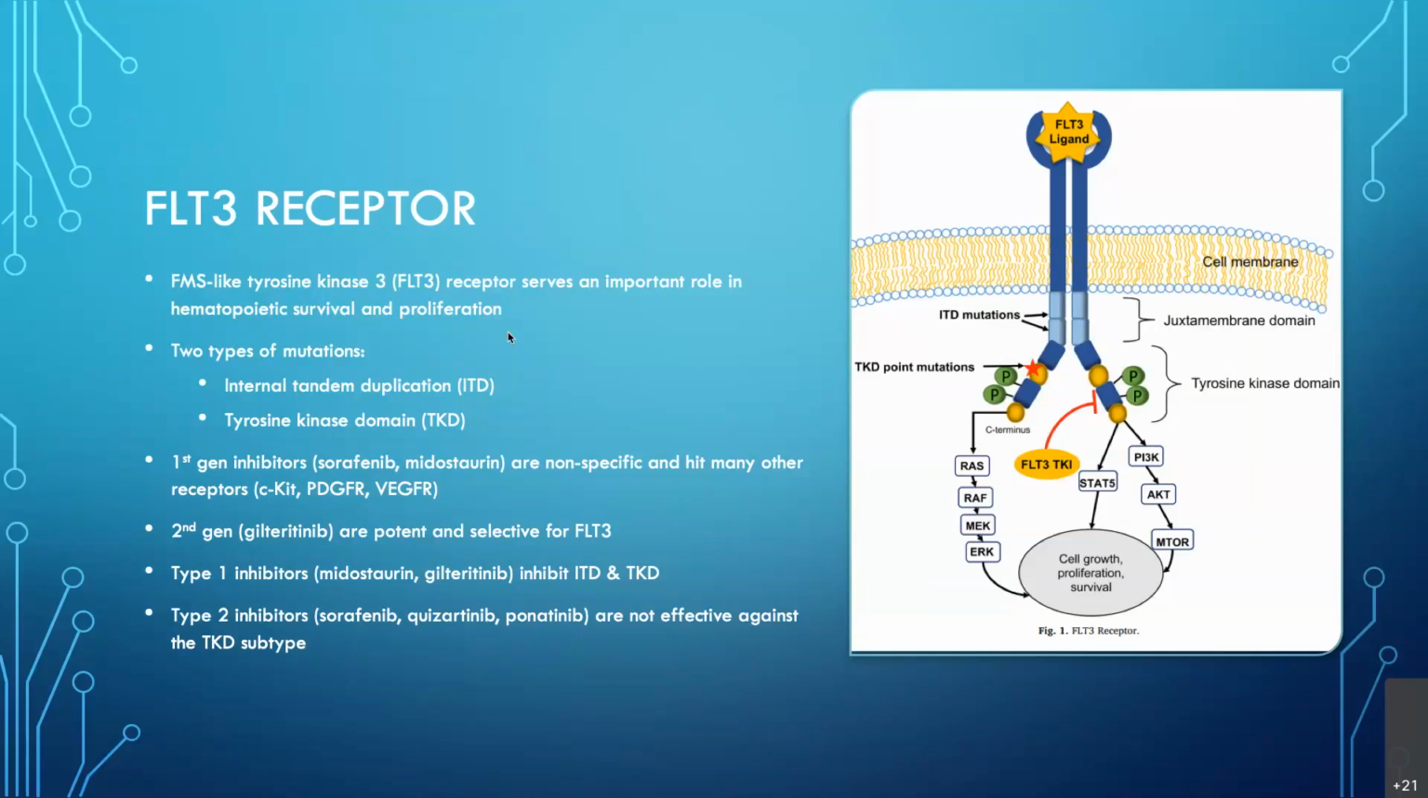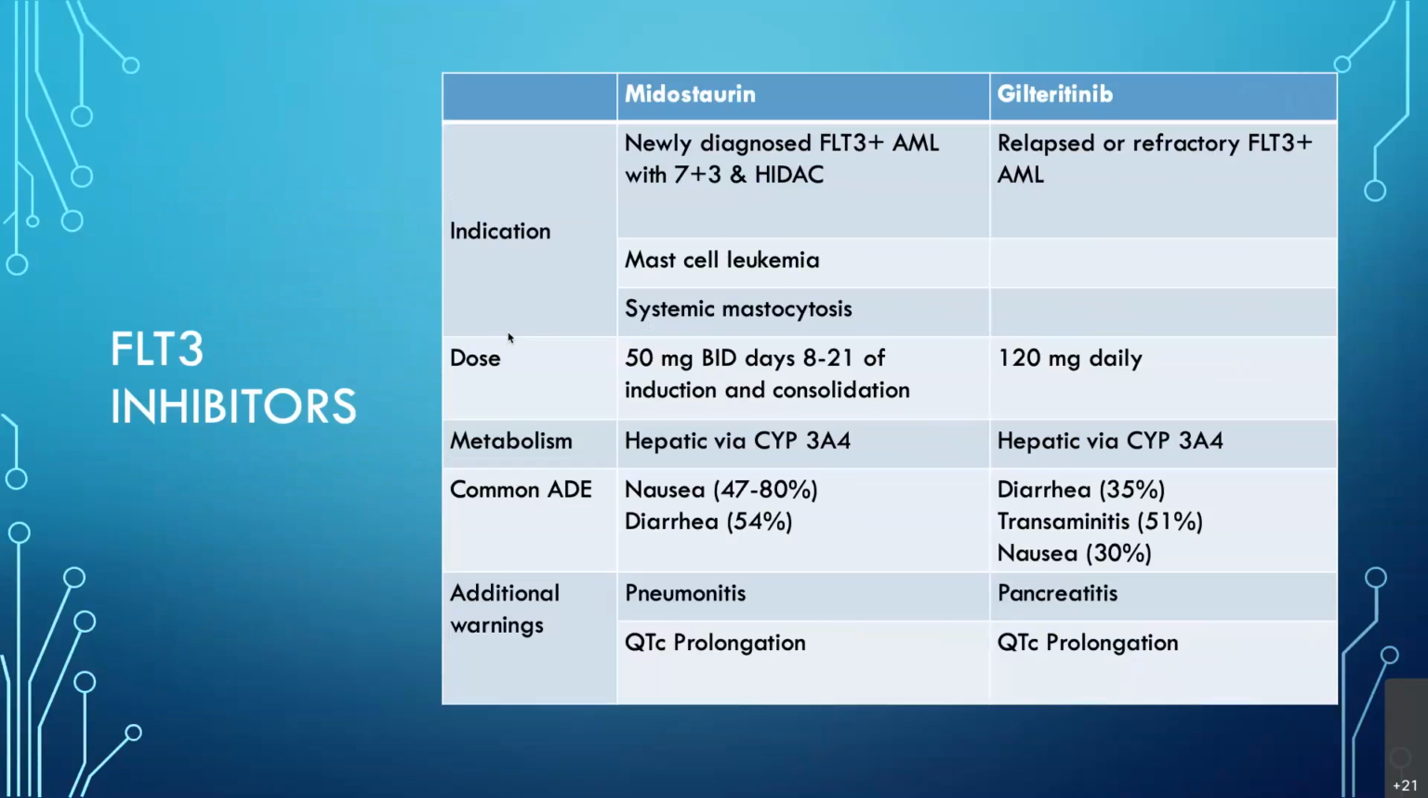So these tend to be broader inhibitors that also have other activity against things like VEGFR. The second gen inhibitors then were developed solely to inhibit FLT3 and tend to be much more potent and selective for that mutation. Separately from the generation, there's also type 1 versus type 2 inhibitors, where type 1 inhibitors inhibit both types of that mutation, ITD and TKD, whereas type 2 inhibitors are not effective against the TKD subtype. And this distinction might be more important as we have more agents coming to market.